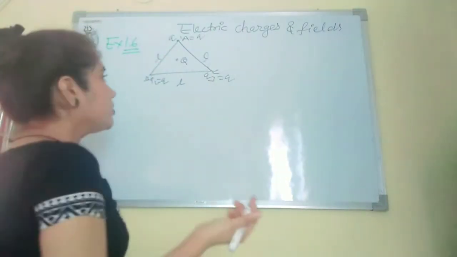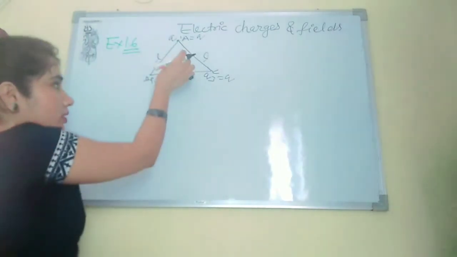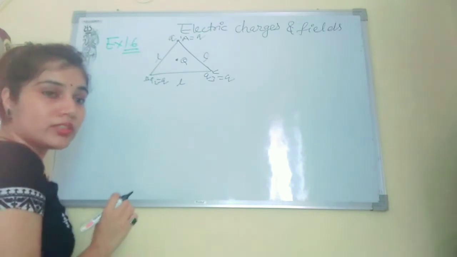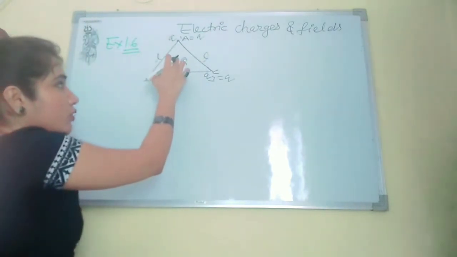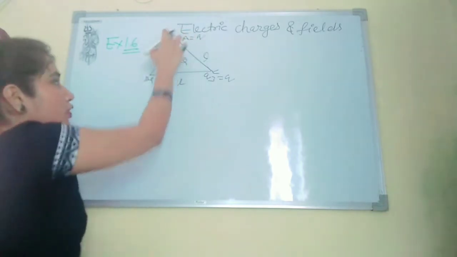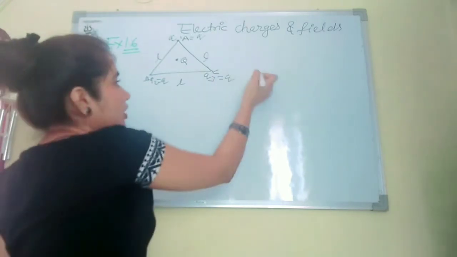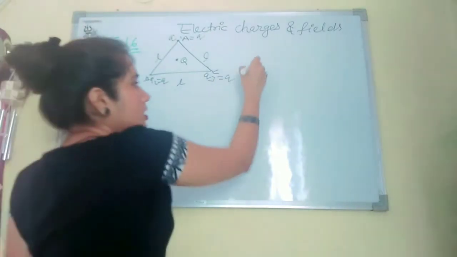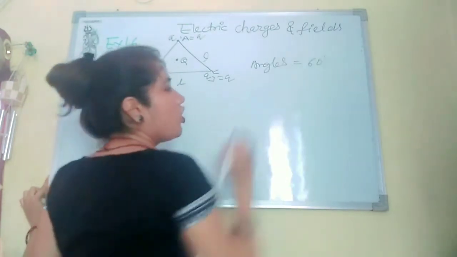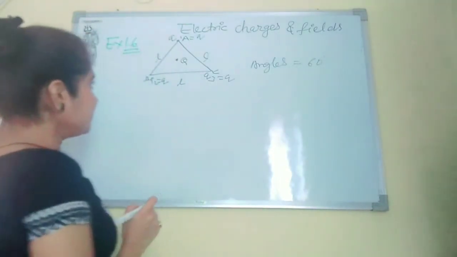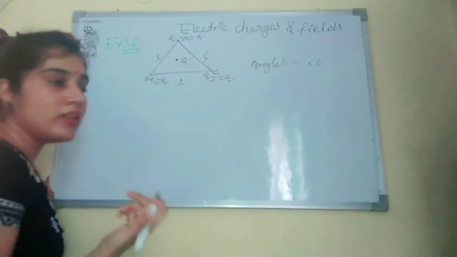Now they are asking us to find the force on that point charge Q, which is placed in the centroid of this triangle. So we have to find the force on this point because of Q1, Q2 and Q3. We know in an equilateral triangle the angles are similar, all angles are 60 degrees, and the sides are also equal, so all sides are L.